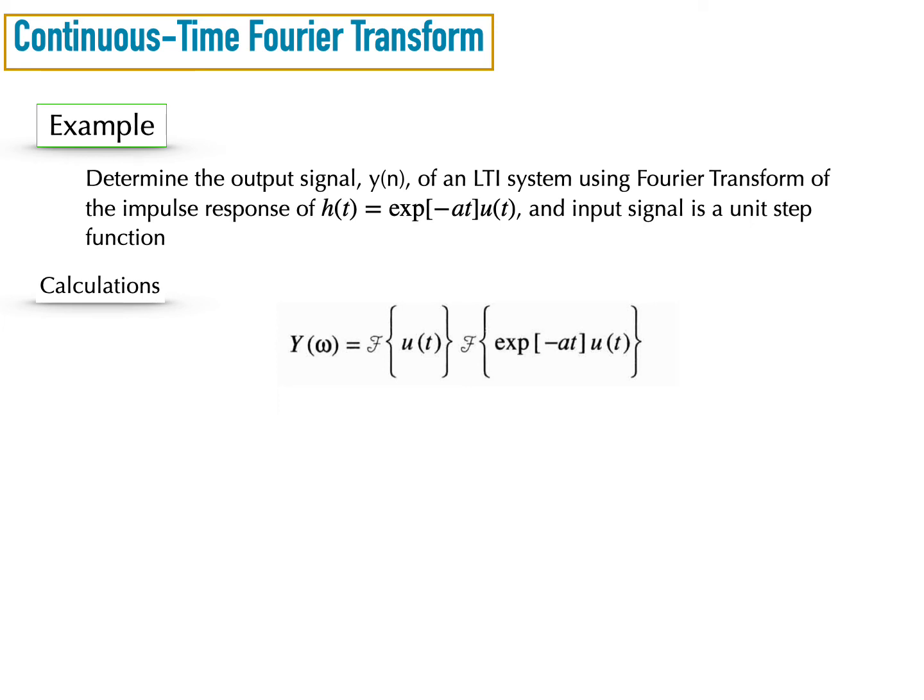So this italic styled F represents the Fourier transformation of the signal in the brackets. So it is the Fourier transform of the unit step function multiplied by the Fourier transformation of the one-sided exponential function, which is actually the impulse response of an LTI system for this example.